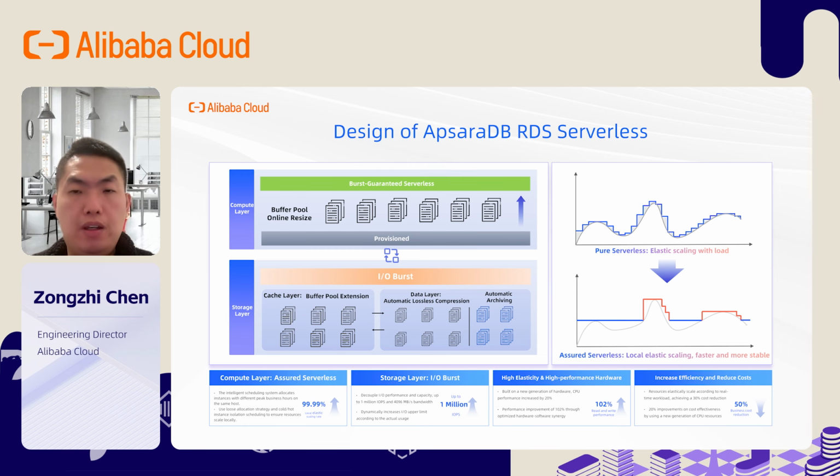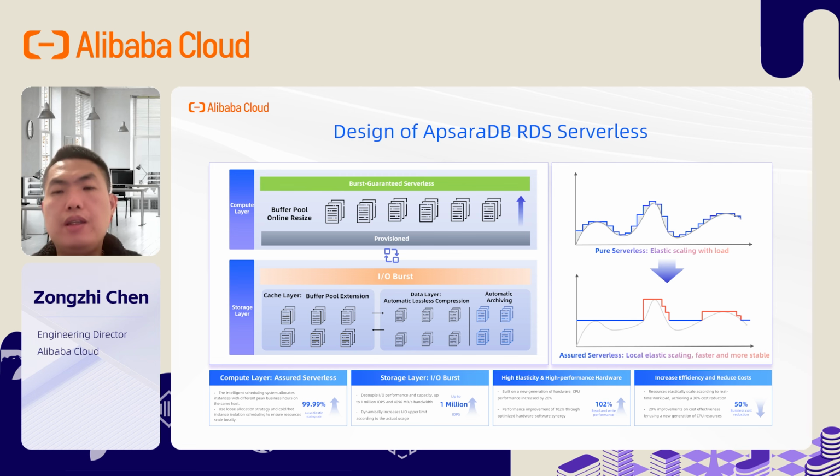And we support two types of service. The first type is pure service. The resource will elastically scale with the load. You can see from the picture that the resource usage follows the workload. And then the second is the isolate service, with local elastic scaling that is faster and more stable. In the following picture, you can see that the instance will scale up more quickly.